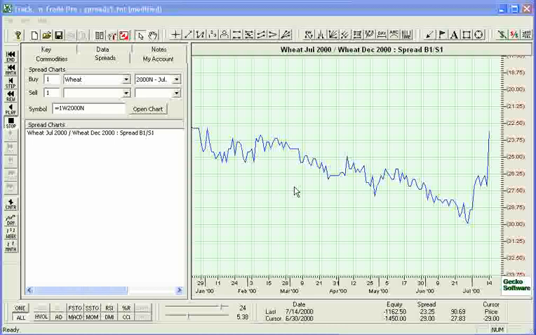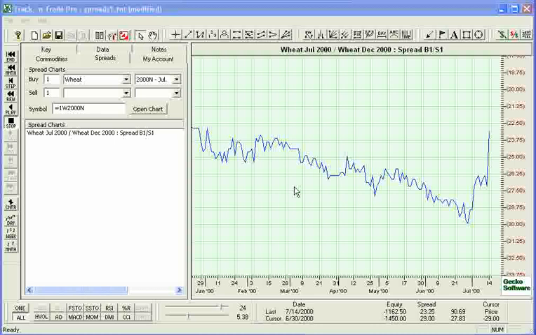Now let's say a week goes by and our July wheat goes up to 300, or $3 a bushel. We're happy. We're long July wheat at 285, and it went up to $3 a bushel. That's 15 cents, or $750 before commissions and fees.